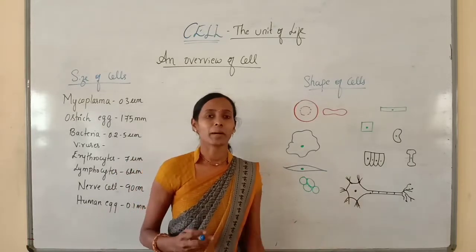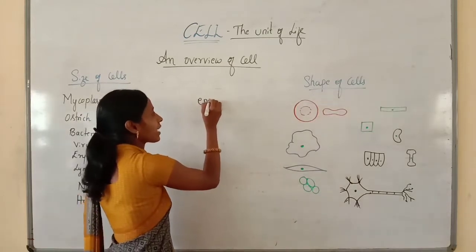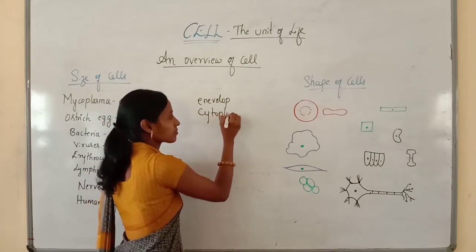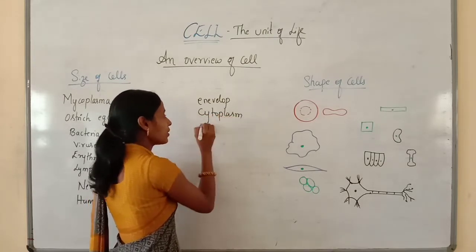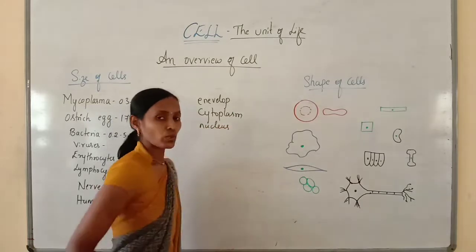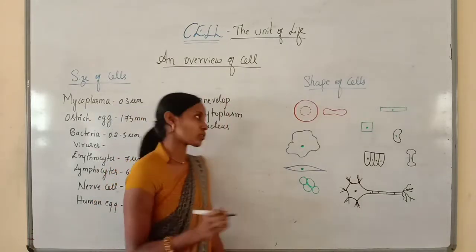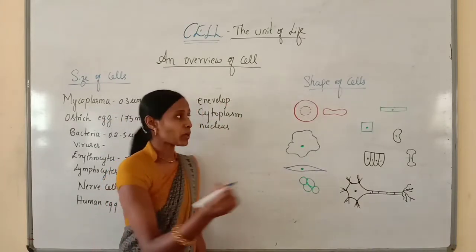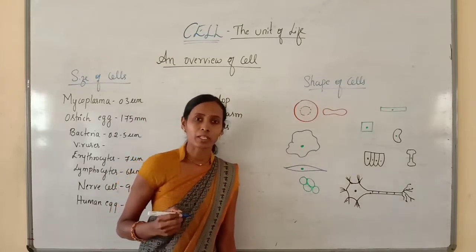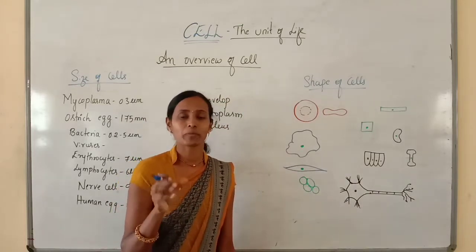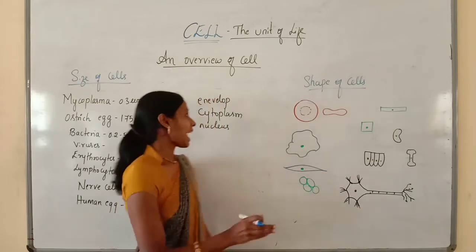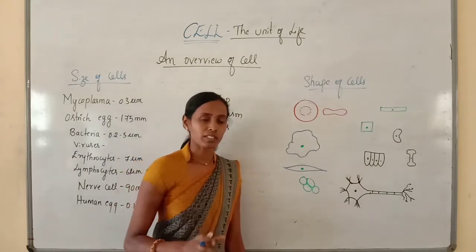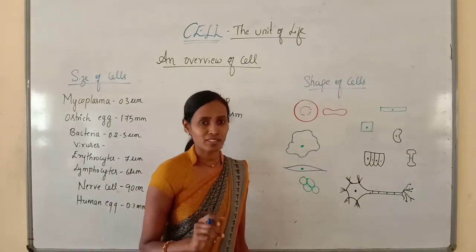Actually, a typical cell usually comprises an envelope, cytoplasm and nucleus. So in general, a typical cell comprises an envelope, cytoplasm and nucleus. So what is this envelope? Here the envelope is nothing but the outer covering. Within the envelope we can find the presence of cytoplasm and nucleus. These are commonly present in a cell.